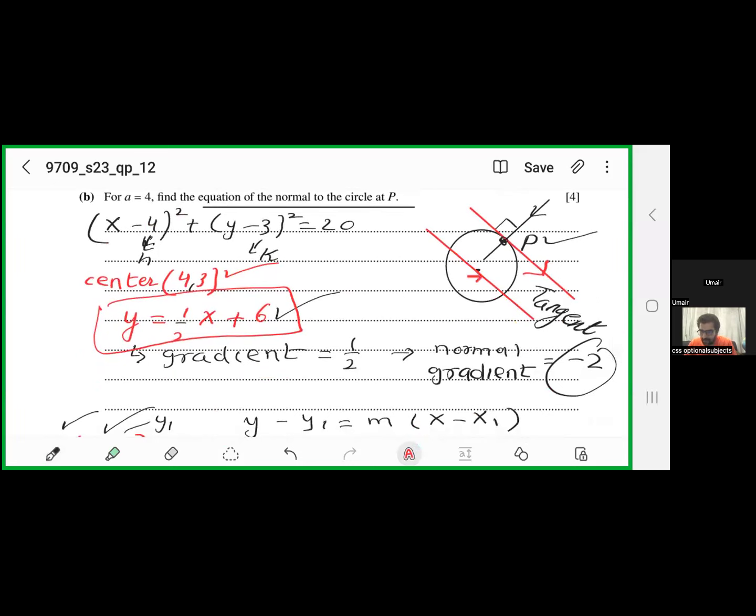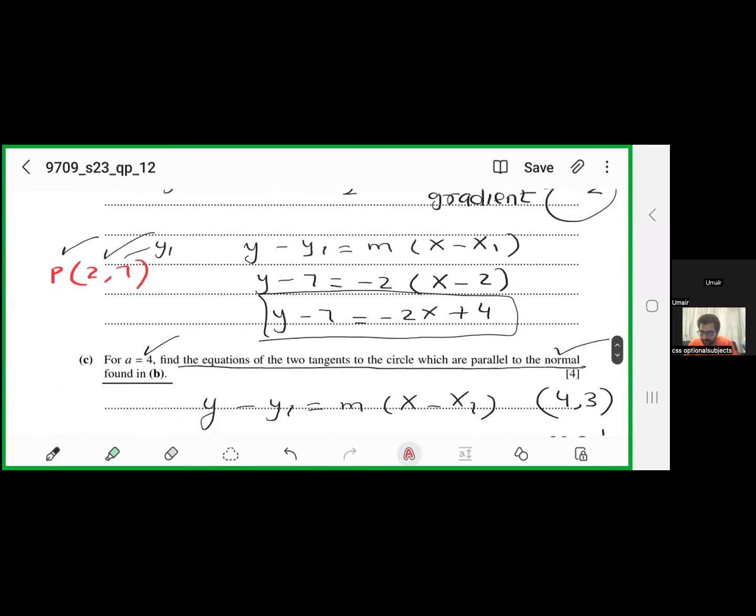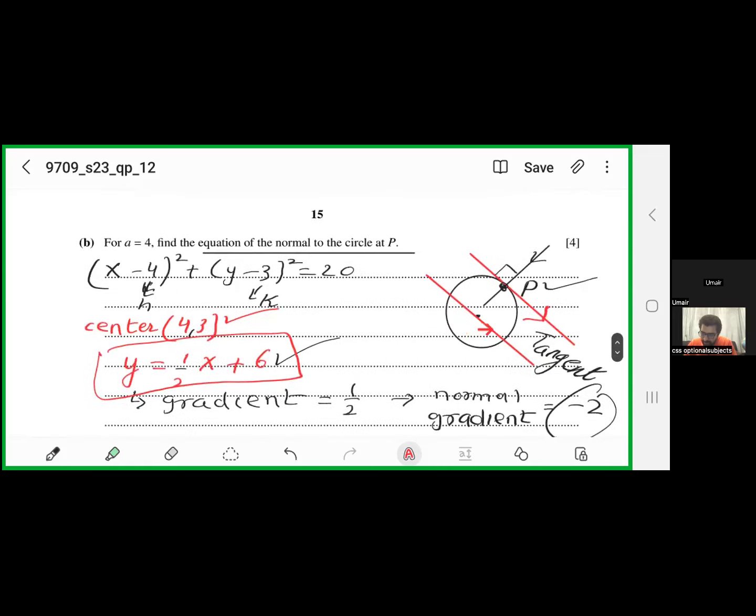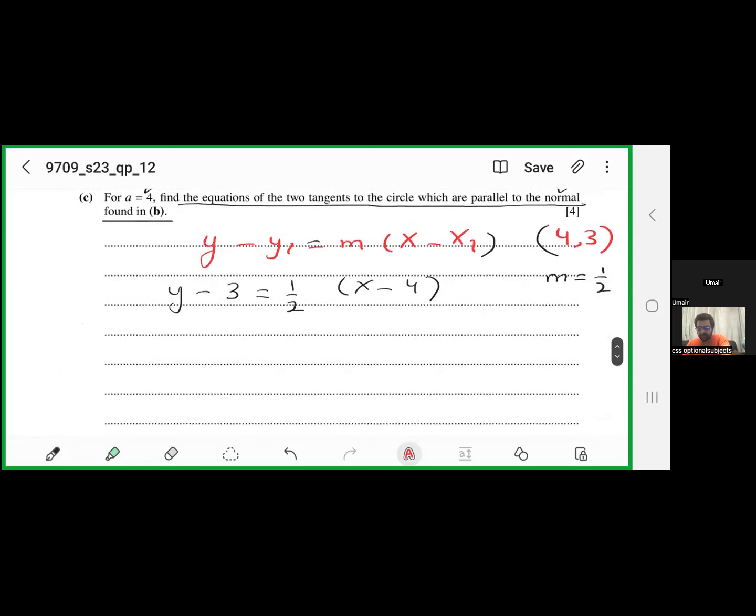So basically, let me correct myself. This is a diameter, passing through the center. So this equation that we have obtained is the equation of the diameter, because the diameter passes through the center, and the diameter is parallel to the tangent. So the slope for the diameter and the slope for the tangent are both the same. So I have obtained the equation for the diameter.